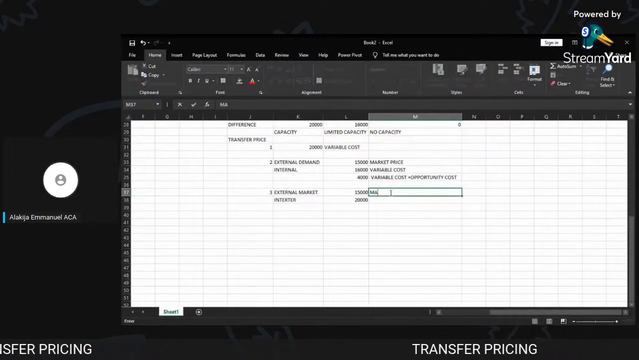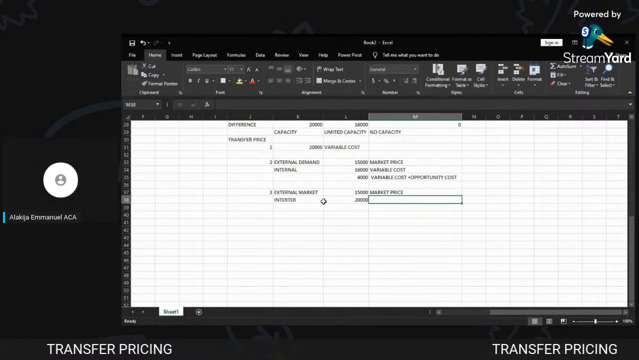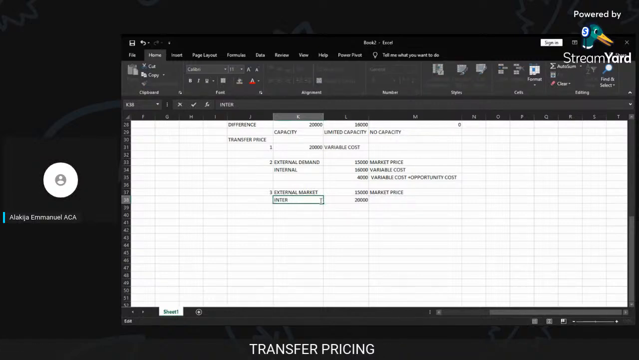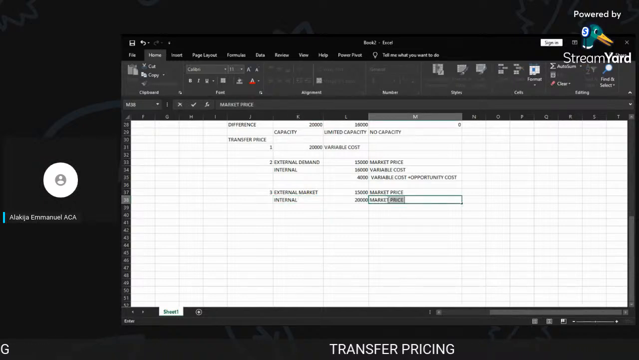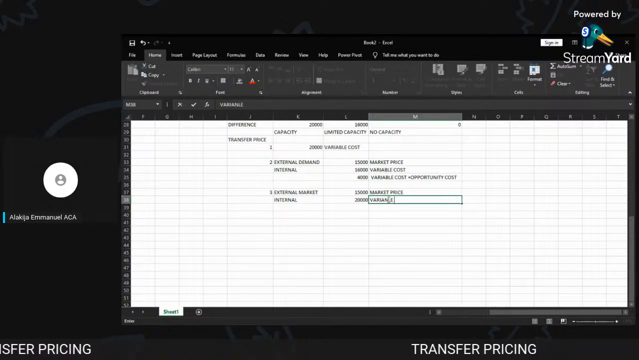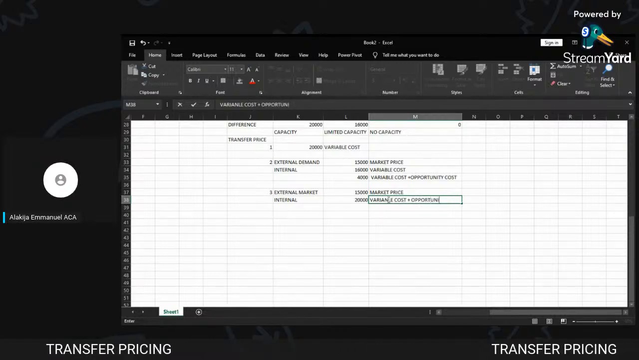So this is going to be at market price, and this 20,000 internal, which you are going to deprive the external market, is going to be at variable cost rather, plus opportunity cost.